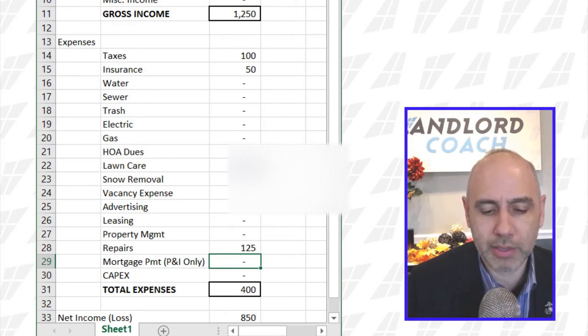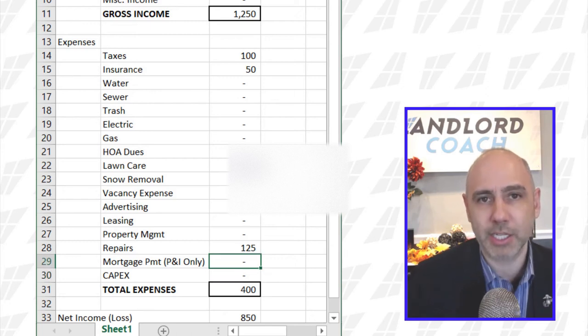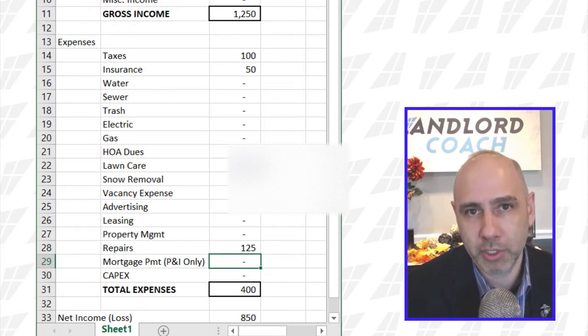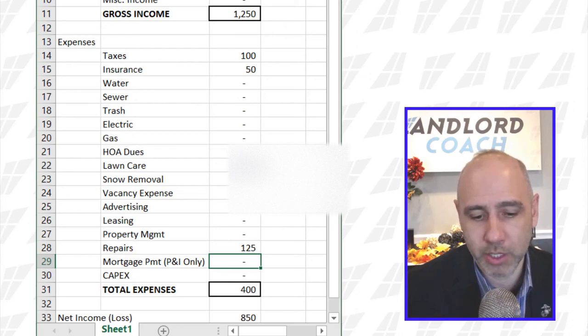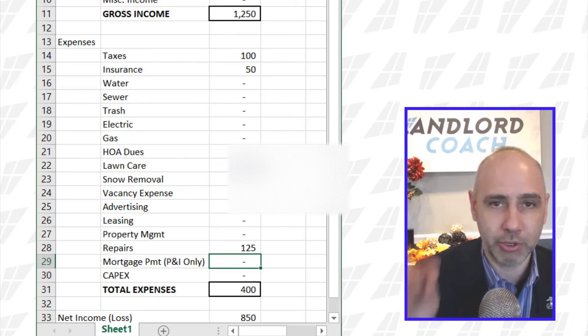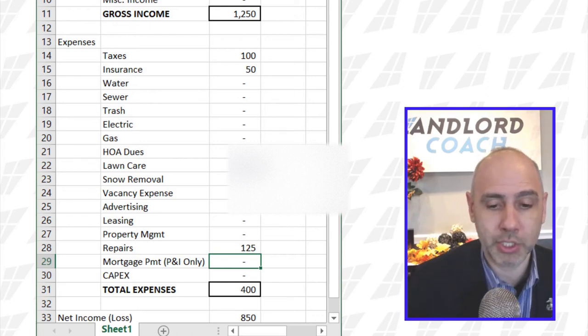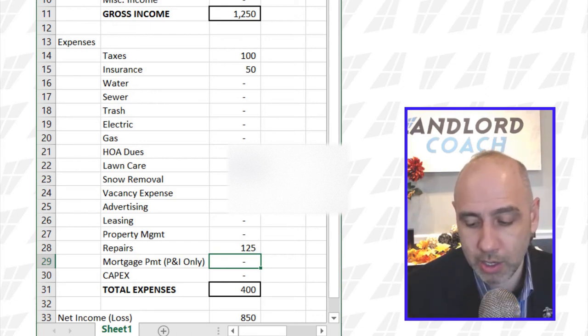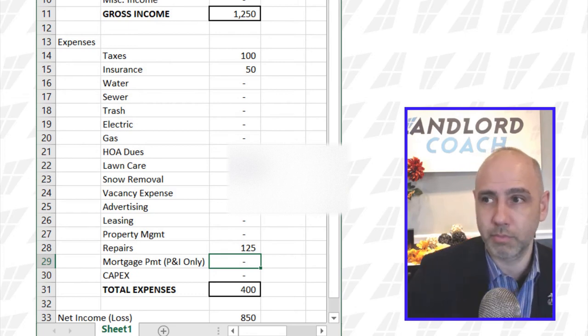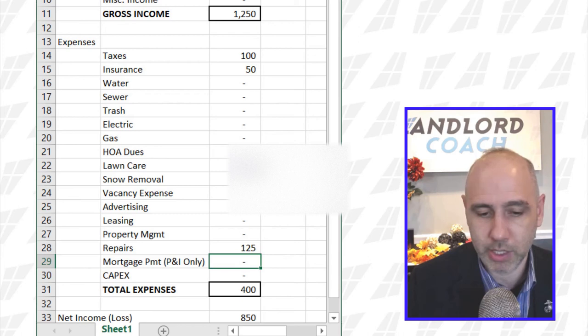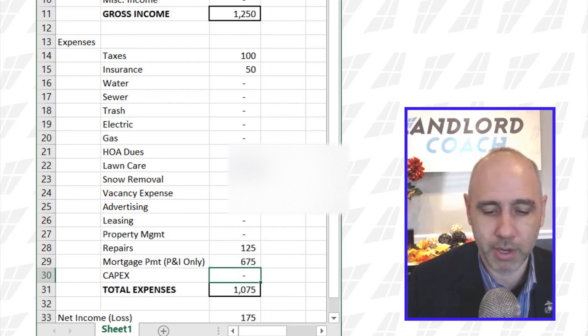And then we've got the mortgage payment. And this is going to be principal and interest only. The reason why I would want the principal and interest only there is because we've already calculated the taxes and insurance up top, right? And in that particular case, we'll say that the total amount of the principal and interest only is, say, $675 a month.